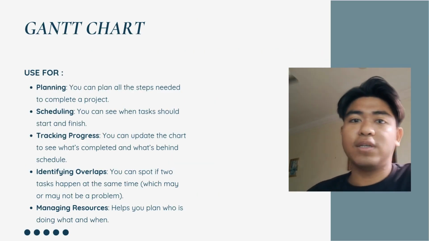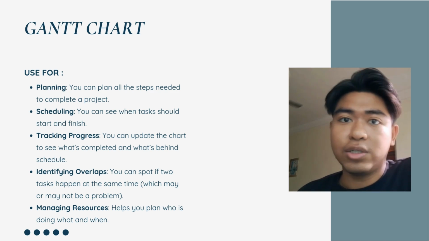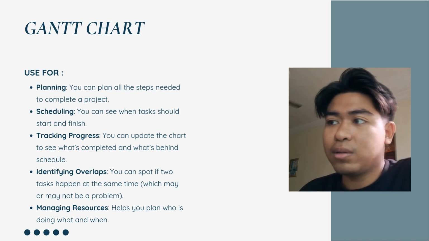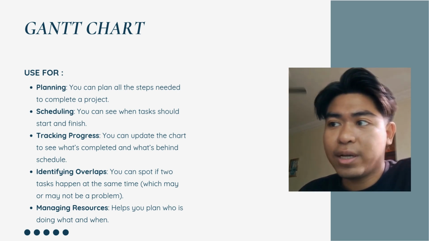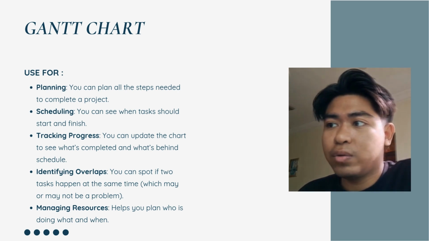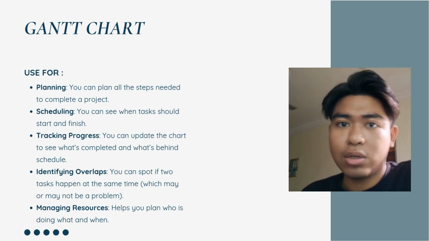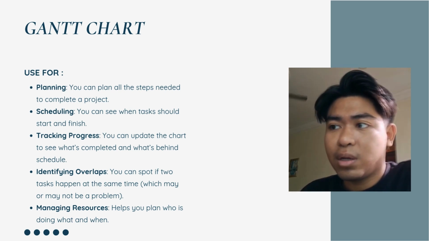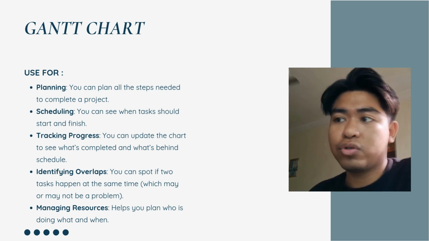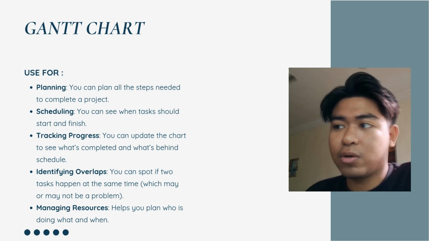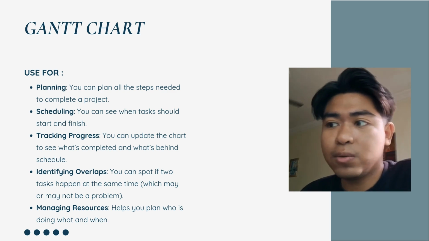There's a couple of things that you can do by using a Gantt chart, and one of them is planning. You can plan all the steps needed to complete the project. You also can do it for scheduling. You can see when the task should start and finish. It can also be used for tracking progress. Well, you can update the chart to see what is completed and what's behind schedule.